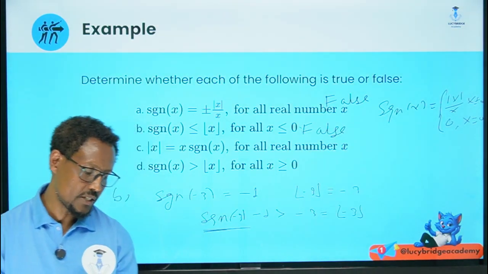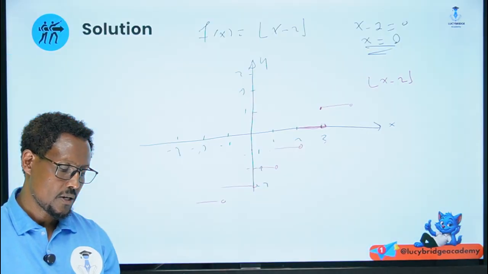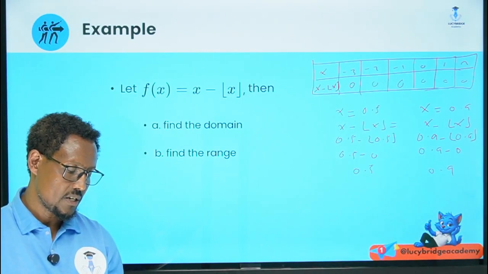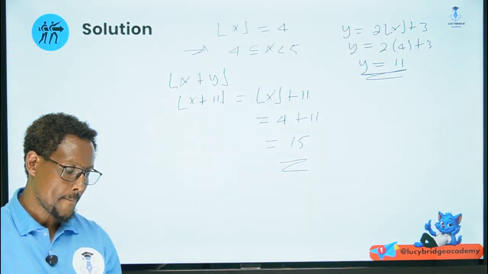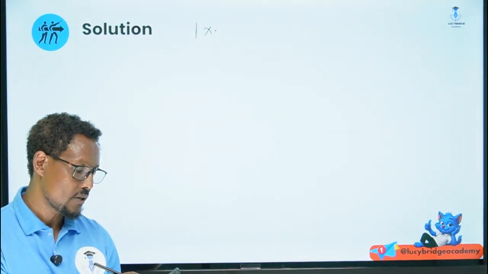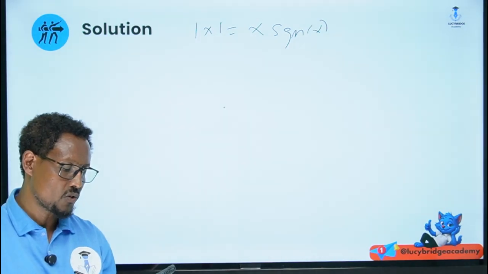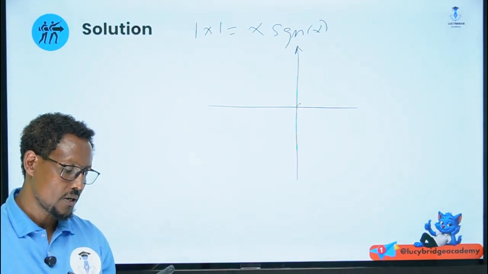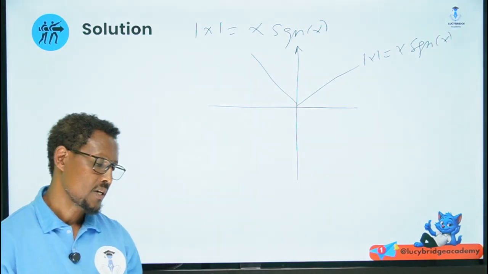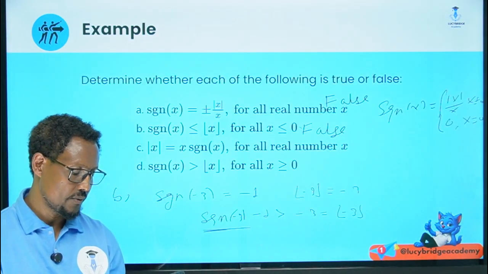The absolute value of x is equal to x times signum of x. We saw this earlier on the graph. Let me take you back to the absolute value function and then the signum function. c: the absolute value of x is equal to x times signum of x, which is true. Both graphs are V shaped. So when we talked about the signum function, we saw this graph well. This is always true.